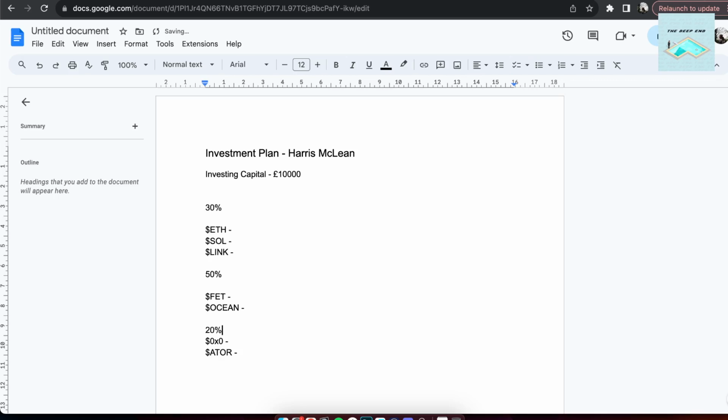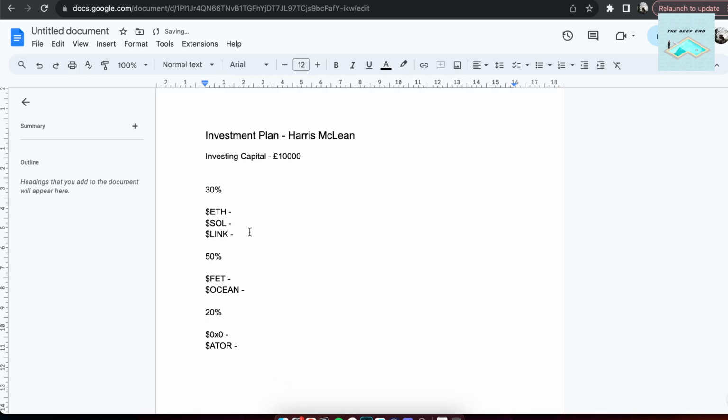And 20% in that. Cool. So that's my allocation. 30% of that would be pretty much like $1,000 in each. So we'll add that now. Sorry, I'm absolutely terrible at typing this right now. So $1,000 in each of these.